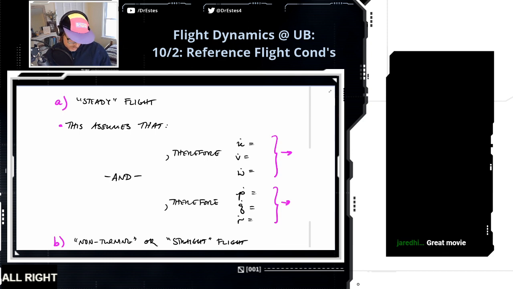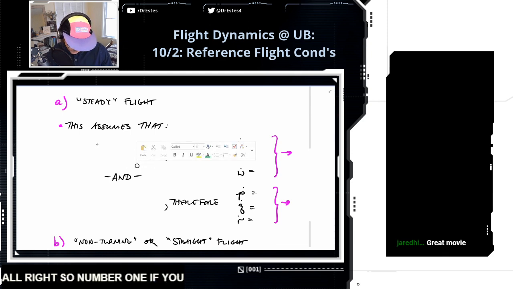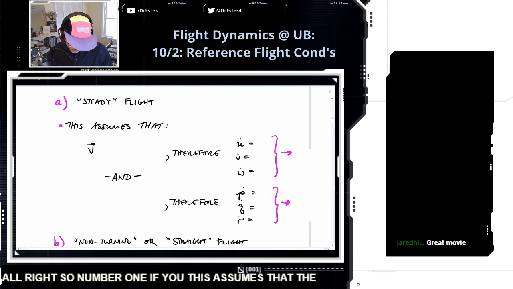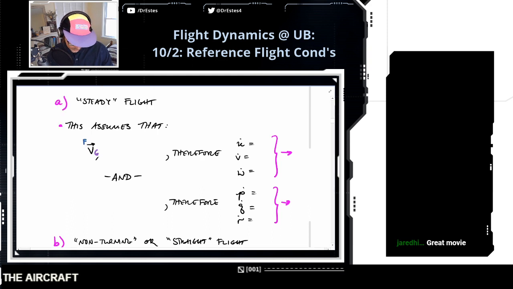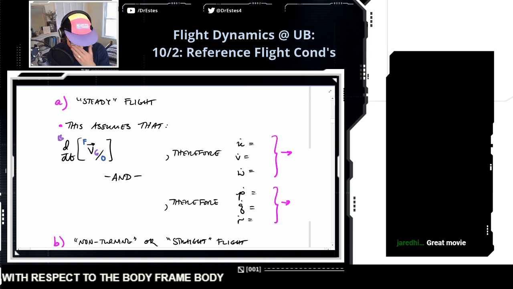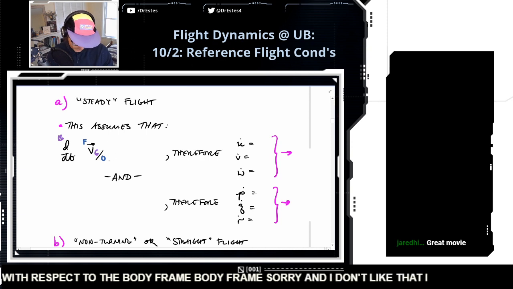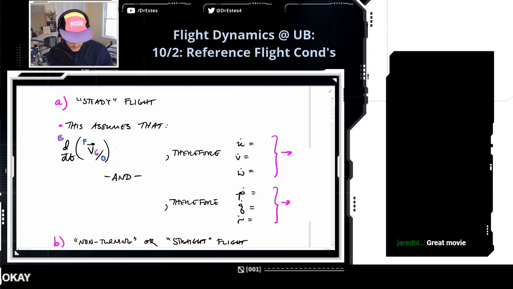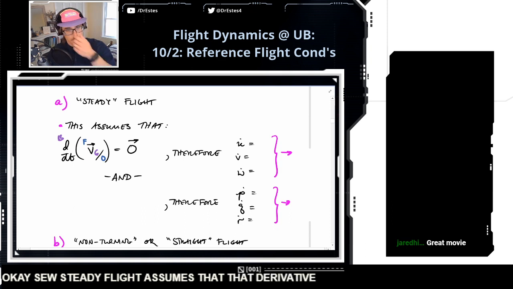All right, so number one, this assumes the inertial velocity of the CG of the aircraft with respect to the inertial origin. So if I take the time derivative of that with respect to the body frame, oh, and I don't like that I used square brackets here. Okay, so steady flight assumes that that derivative is zero.